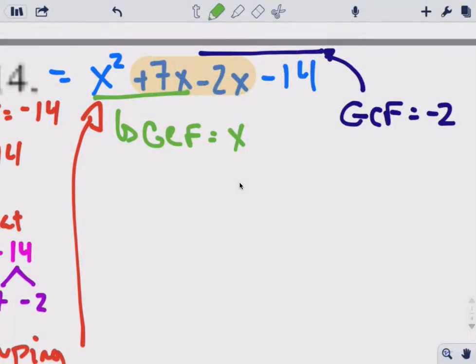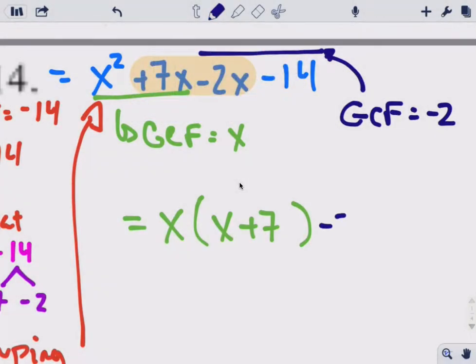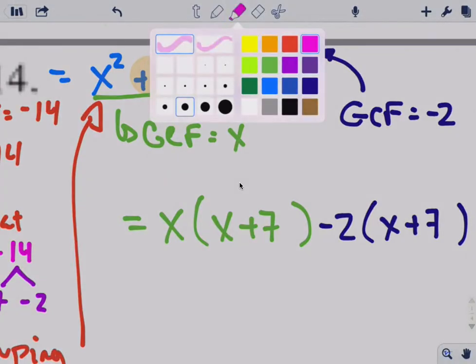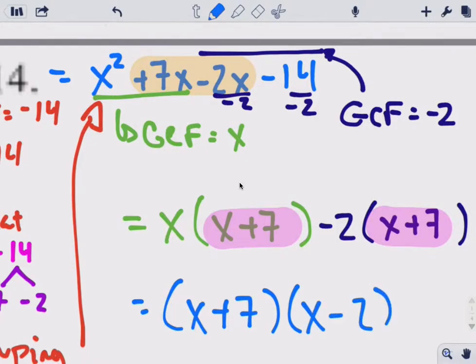So if I pull an x out of both pieces of the original, I'm left with x plus 7. And if I pull a negative 2 out of both pieces of that original, negative 2x divided by negative 2, and divide that by negative 2, you get x plus 7. And now I have common terms. So I can pull those out, and I get x plus 7 times x minus 2. Okay, so that will work every time.